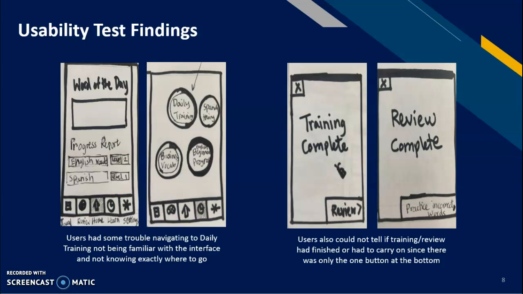The findings from these tests were quite enlightening. Some things worked well, but there were also some common issues. The first issue that I noticed was the users having some trouble finding the daily training. Since they were not familiar with the interface and they started on the home page, there wasn't really any onboarding or bubbles to direct them to the daily training.